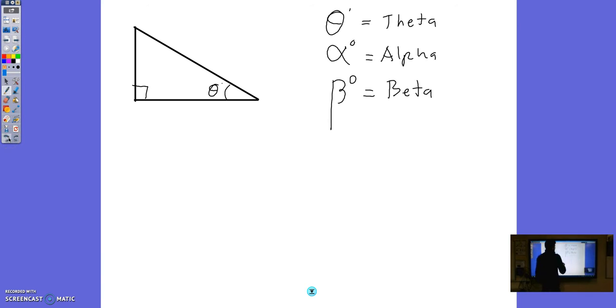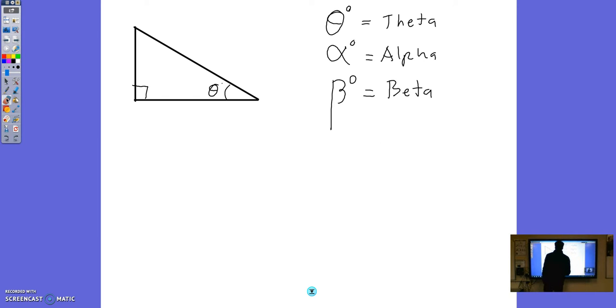So you'll notice for each of these, I've drawn a small circle at the top right-hand corner. This is your degrees, okay? All angles are given in degrees in year 9. So if you have, for instance, 60 degrees, you would write it like this, okay? 60 degrees.